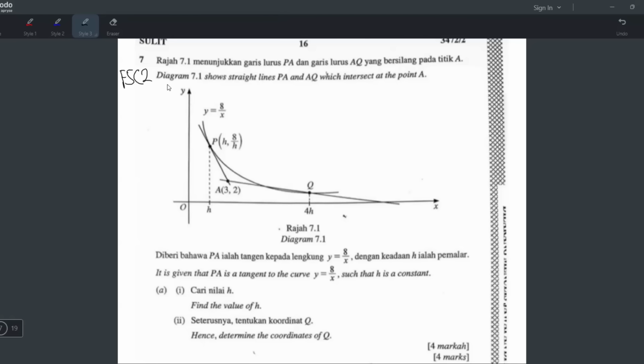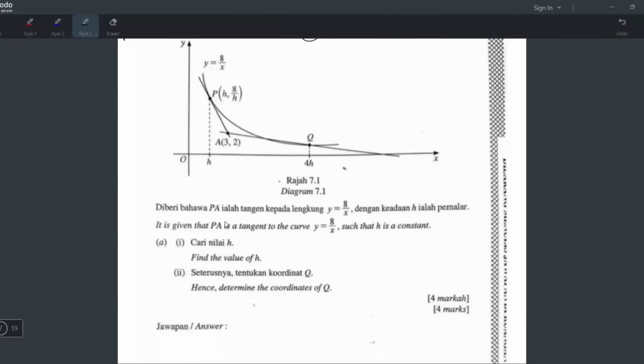Let's read the question. Diagram 7.1 shows straight lines PA and AQ intersect at point A. Let's double check: PA is this line, AQ is this line, they intersect at A, and they give the coordinates of A here, (3, 2). It is given that PA is a tangent. So this line is a tangent, so I better put an arrow here and write tangent.